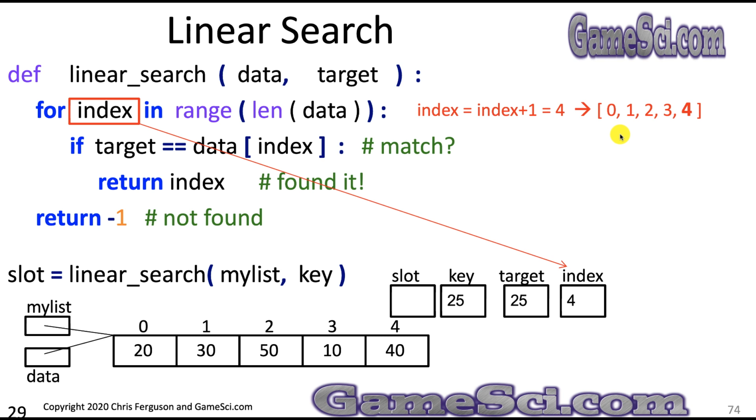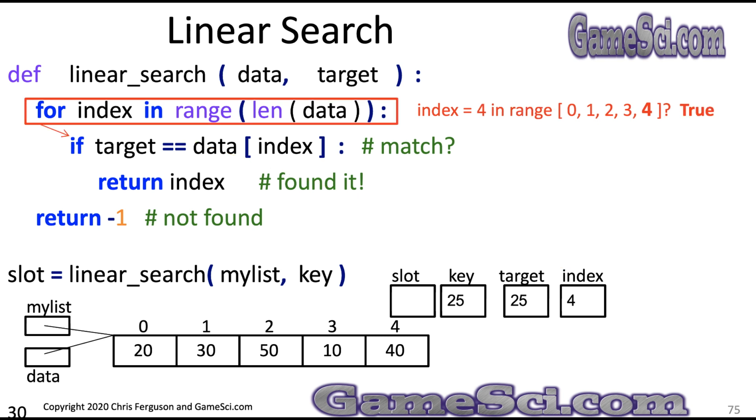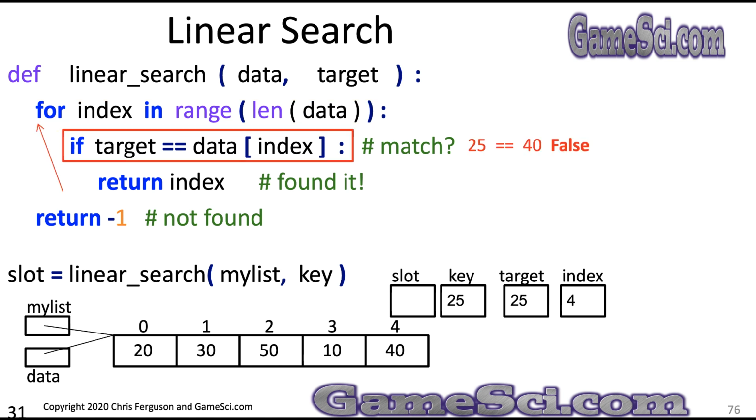So index goes to 4, which is still in range. 4 is a good value when you're ranging to 5. 4 is in range, so this returns true. As a true statement, we will go inside the for loop and execute the code inside the for loop. Once again, we do not have a match. Our target of 25 does not match data of index 4, which is 40. So this is a false statement, but things are going to be different this next time. We'll skip the indented code. We'll hit the end of the for loop, pop back up, and do the for loop again.